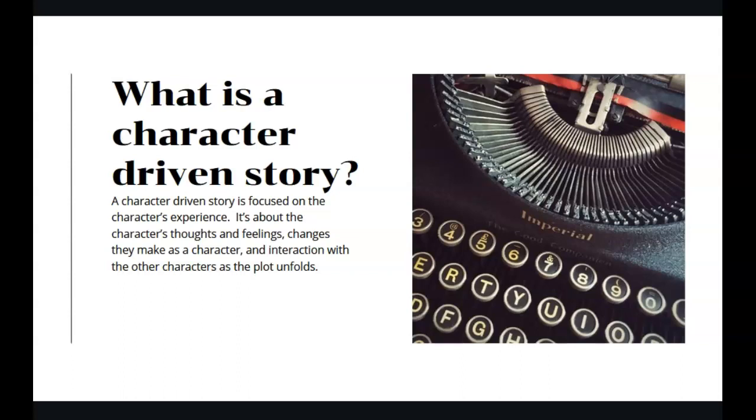So in a character-driven story, your character is the main focus, as well as the character's thoughts, feelings, and the changes they make as they're going through the story, as well as their interactions with the other characters as the plot unfolds. So it's all about the people.